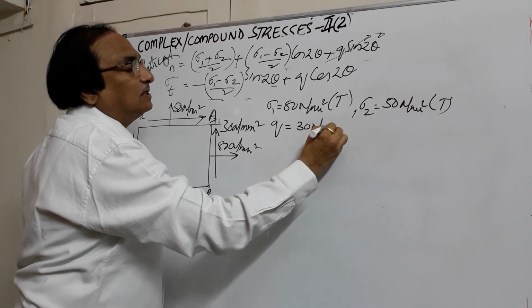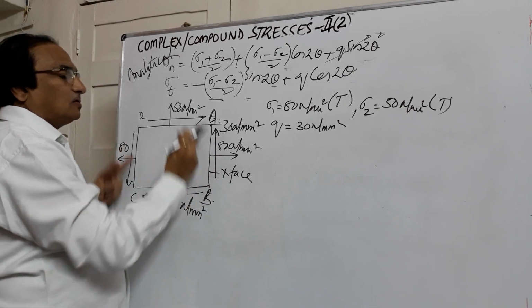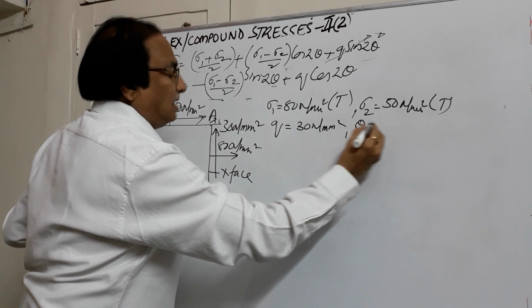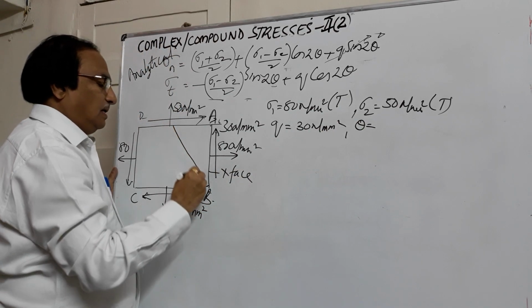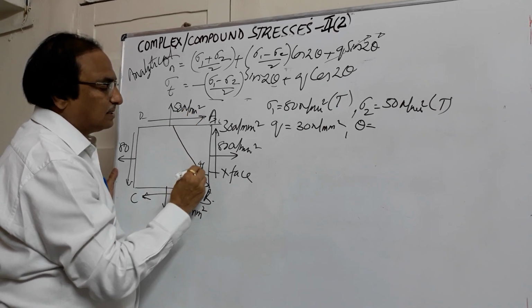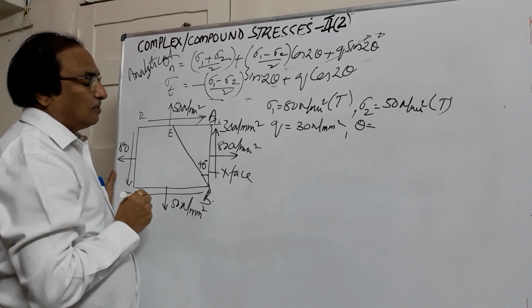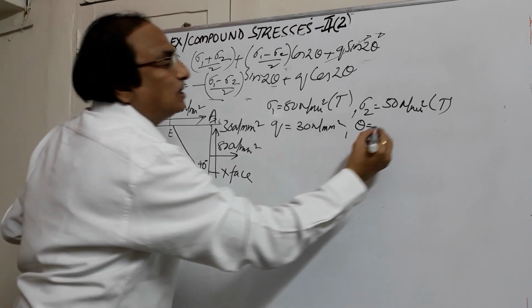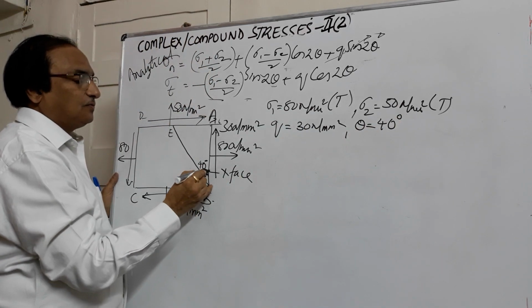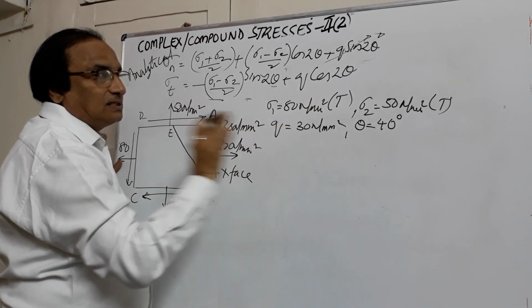The sign convention is, if it is the x face for me, if it is anti-clockwise on the x face, then we take it as positive. The angle theta at which I want to determine the normal stress and tangential stress, I give this as 40 degrees. So theta, 40 degrees, is measured in anti-clockwise direction with the x face, so we take it as positive. Noting down data with signs is important here.